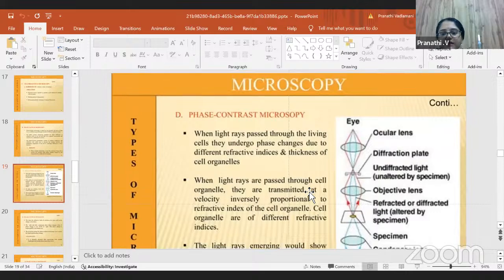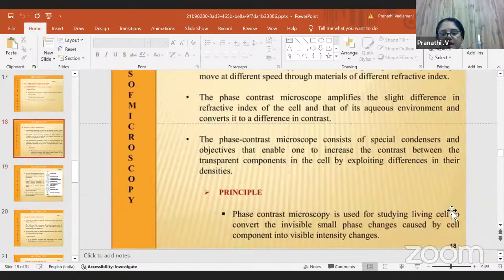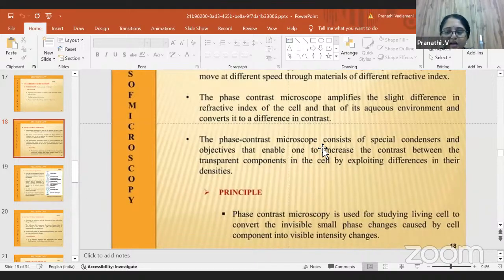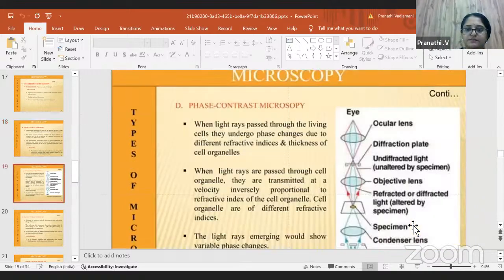So you can study the living organisms and the living cell, to convert the invisible small phase changes that are present in the cell component into visible intensity change.